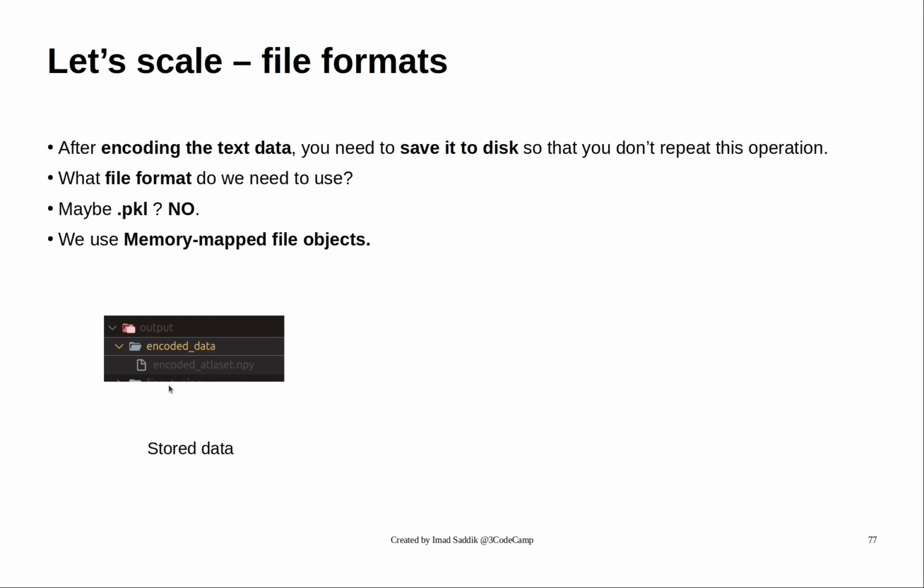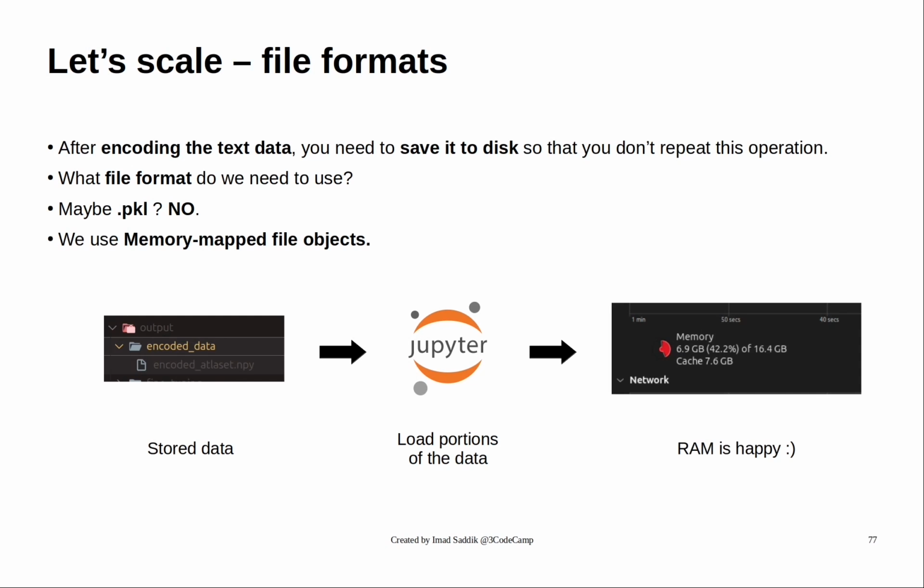Here I used NumPy to save my encoded text in a memory mapped file. This format lets you load only the parts of the data you need. It works like a Python dictionary. You give an index and you get the data that you want. Now, our RAM is happy because the RAM usage is lower and everything runs smoothly.